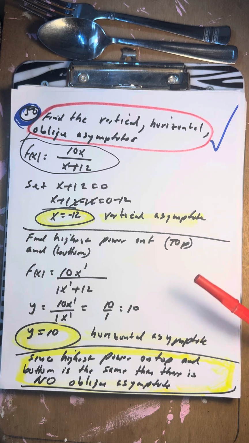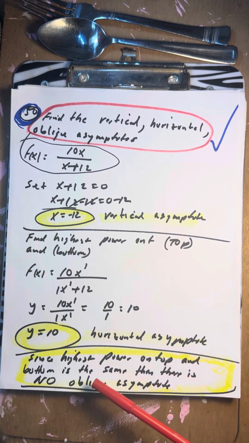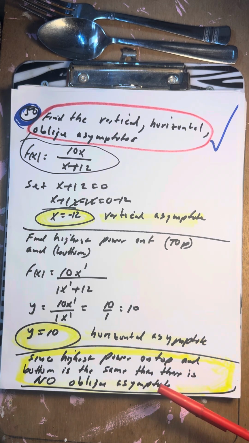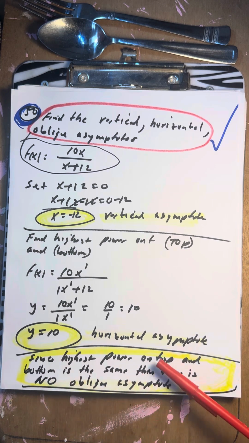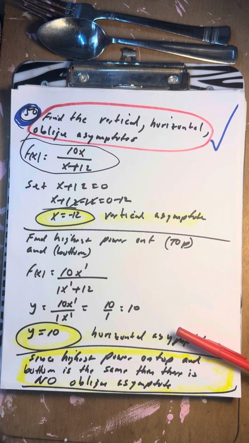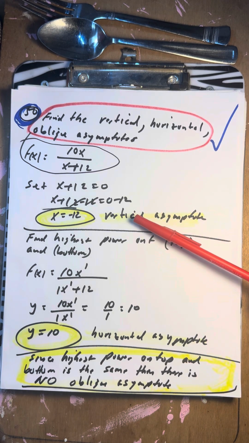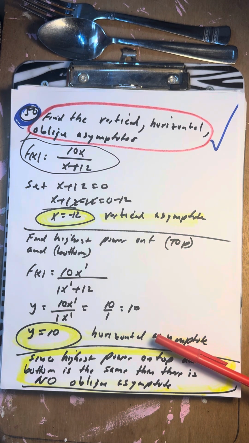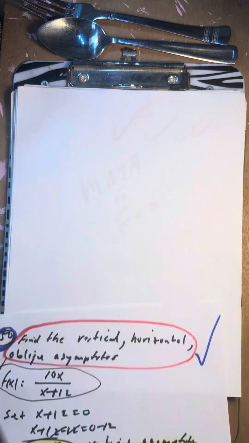Also notice, since the highest power on top and the highest power on the bottom, numerator and denominator, is the same, there is no oblique. So it has a vertical, x equals negative 12, horizontal, y equals 10, no oblique. All right, let's go to the next one. Good, that's it.